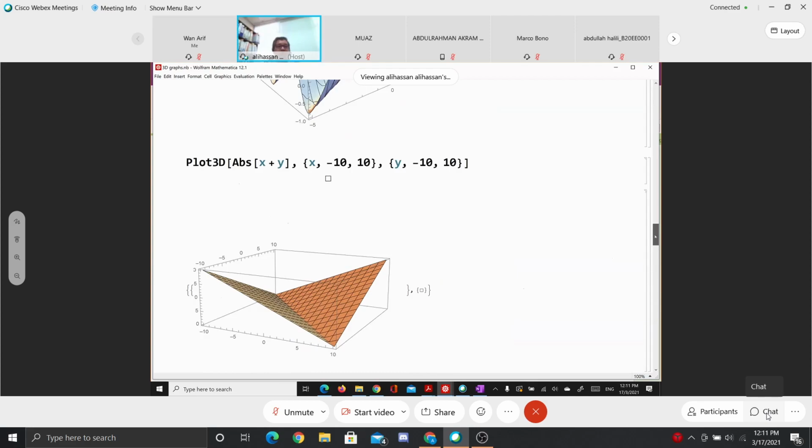This is the absolute value of x plus y. z equal to the absolute value of x plus y.